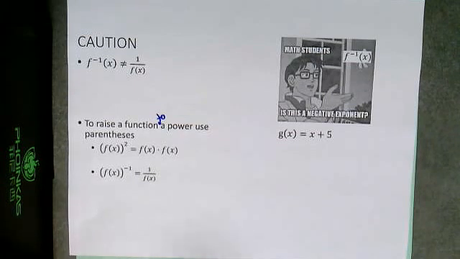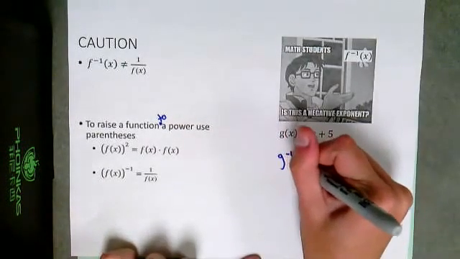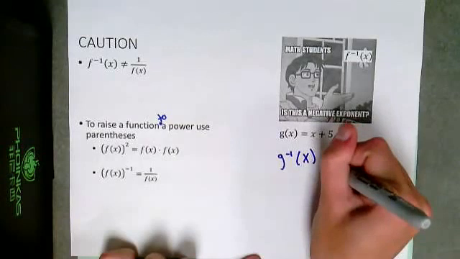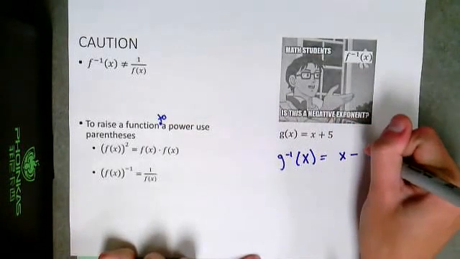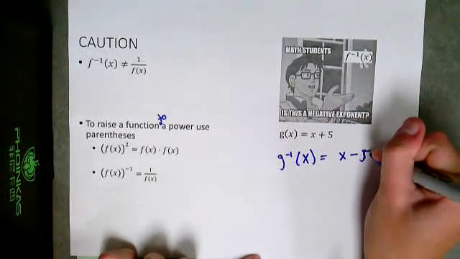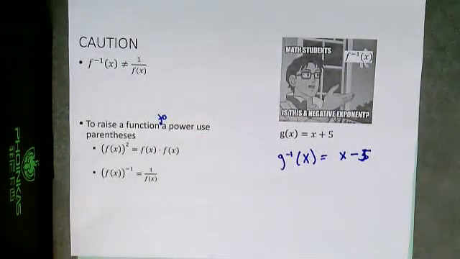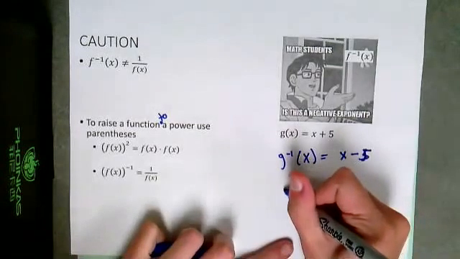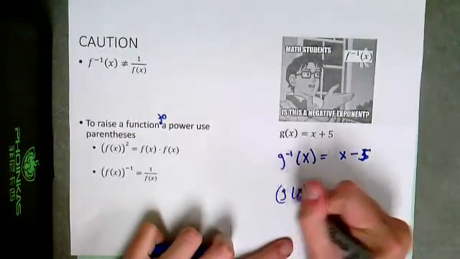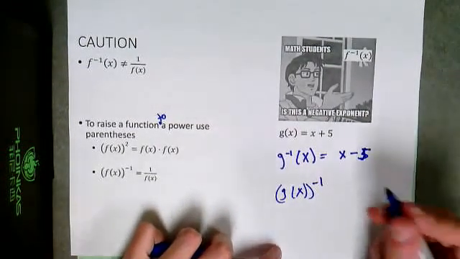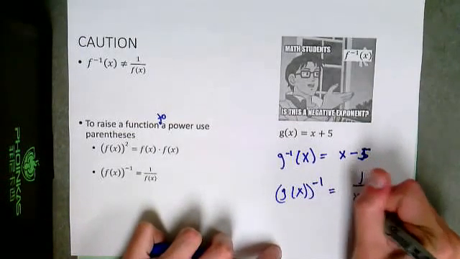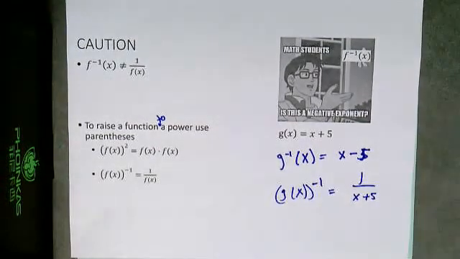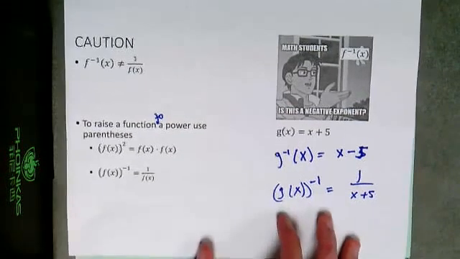All right, so look at this. g inverse of x is equal to x minus 5, while g of x to the negative 1, the reciprocal, is 1 over x plus 5. Very different functions. So be cautious.